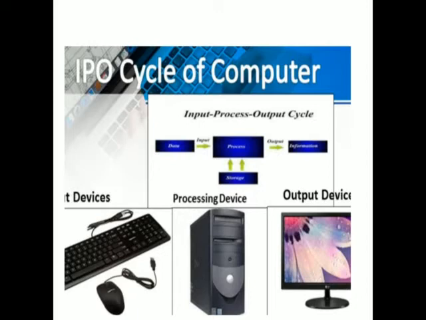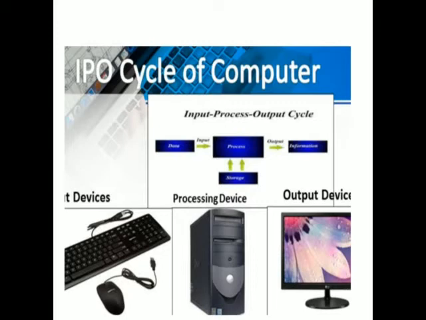Okay, here keyboard and mouse are some input devices. CPU is a processing unit. The full form of CPU is central processing unit, and the monitor is an output device. So if we want to do something by the computer, then we enter some data by the keyboard or mouse. After the data is entered, the CPU does some processing, and after processing, the monitor displays the result.